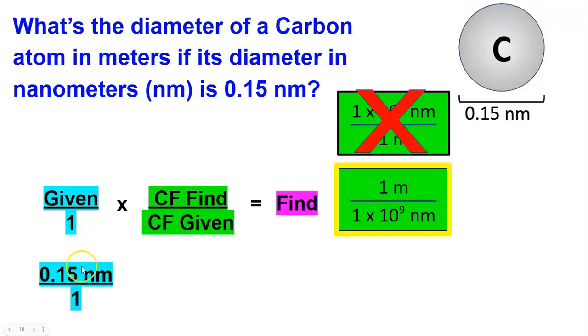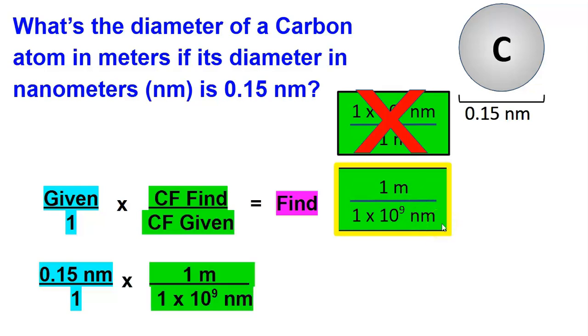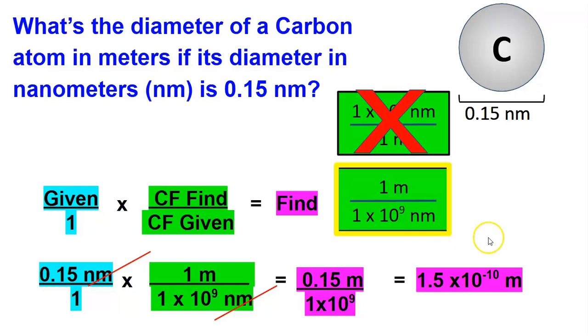Well, take a look at the unit of our given. It's in nanometers. We want to make sure in that second fraction, nanometers is in the denominator so that nanometers can cancel out. So once we have it set up, we can just go ahead and multiply straight across. 0.15 times 1 is 0.15. And in the denominator, we have 1 times 10 to the 9, which is just 1 times 10 to the 9. And then we divide these two out, and we would get 1.5 times 10 to the negative 10 meters as our final answer.